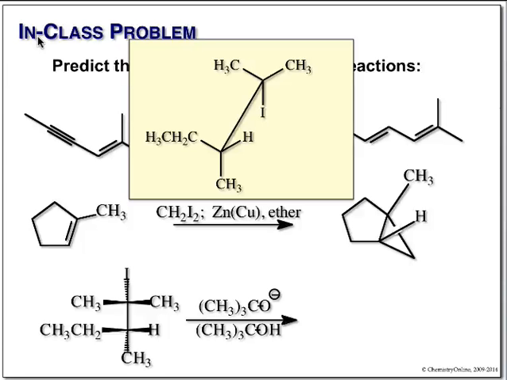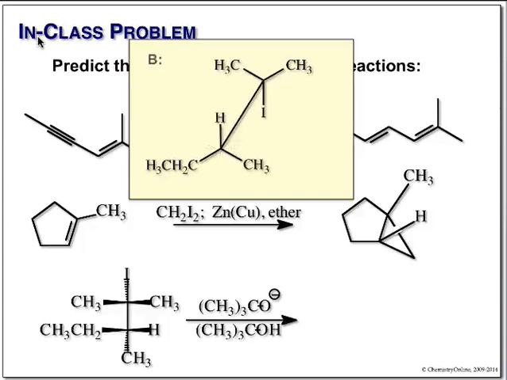Therefore, I'm going to take this and rotate it so my hydrogen is up, so it's trans to the leaving group. There it goes. All I've done is just rotate that 60 degrees. Now, our hydrogen and our leaving group, the iodine, are trans to each other.